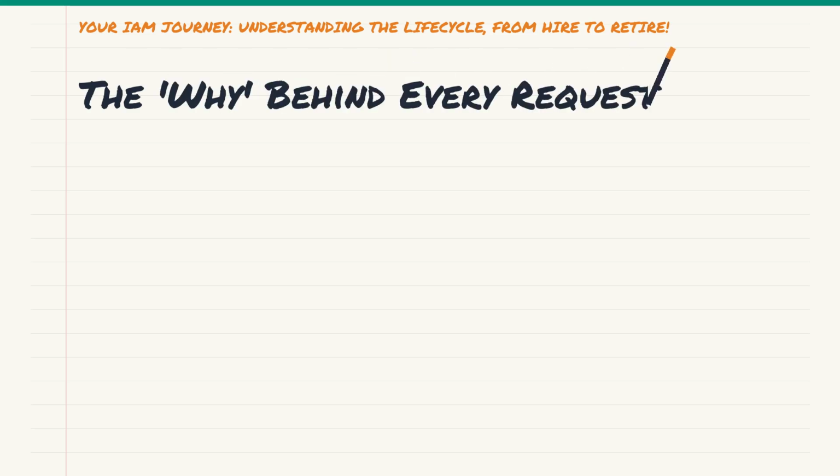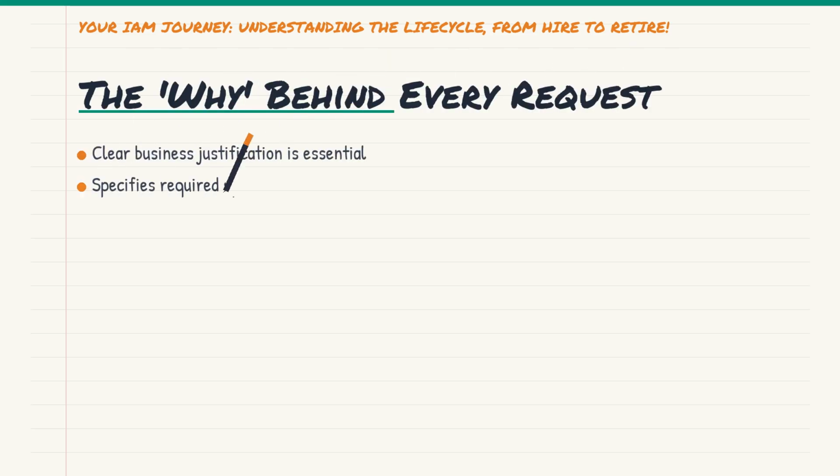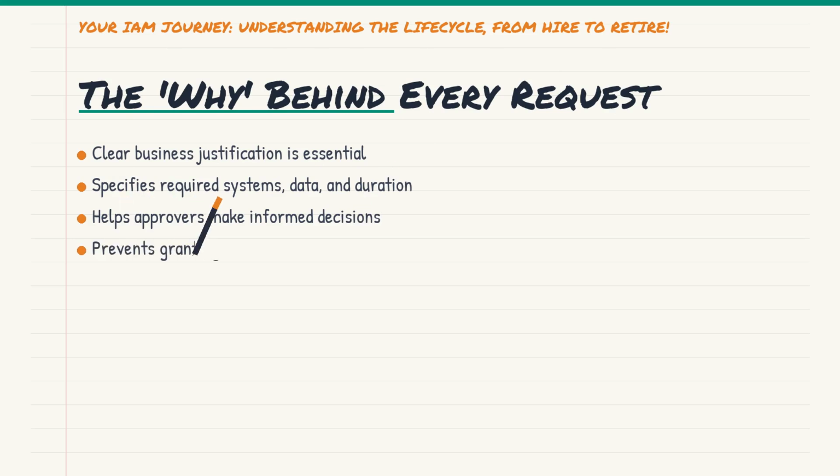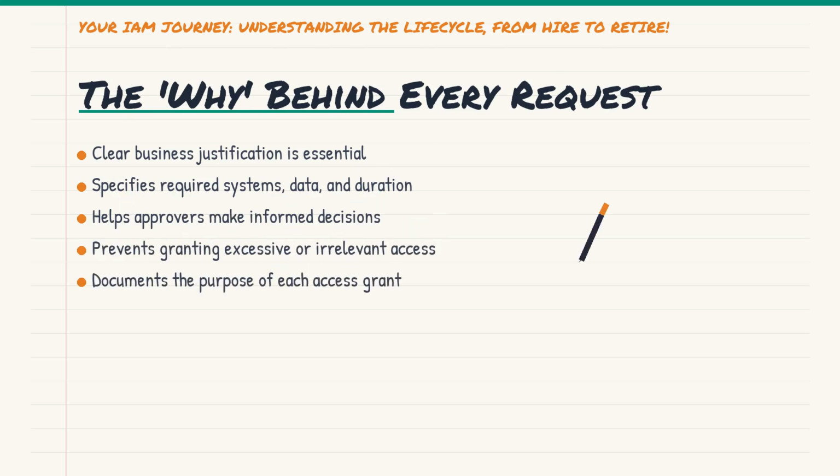So, what kind of information goes into an access request? It's not just "I need access to the finance system, please." A good request form will always ask for the why. Why do you need this access? Is it for a new project, a change in your role, or to cover for someone on leave? It'll also specify exactly which systems or data you need access to and for how long.